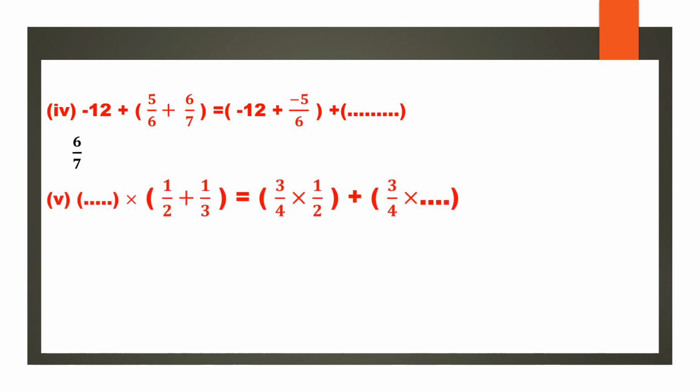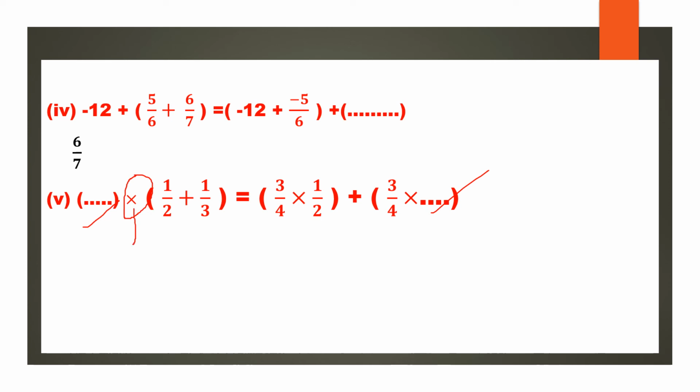Dash into 1 by 2 plus 1 by 3 equals 3 by 4 into 1 by 2, 3 by 4 into dash. Here 1 by 2 is there. That is filled here. Okay, 1 by 2 finished. Next here the plus symbol is there. So plus finished. 1 by 3 is there. Here 1 by 3 is not there. Here he has two blanks. Here the symbol is into.